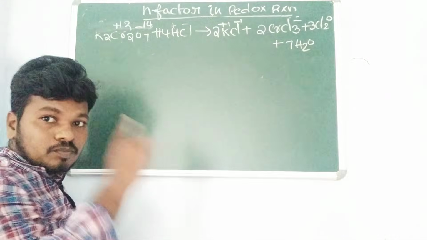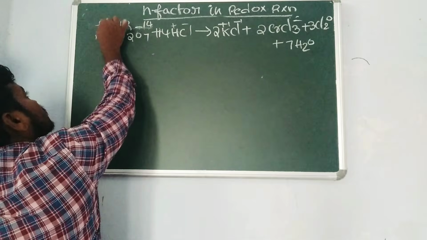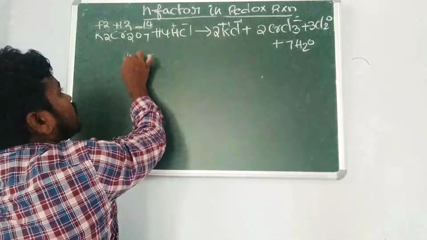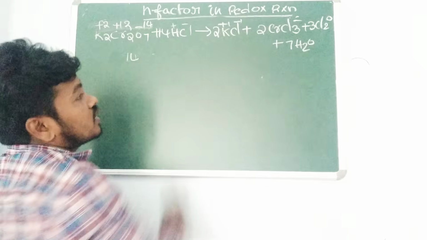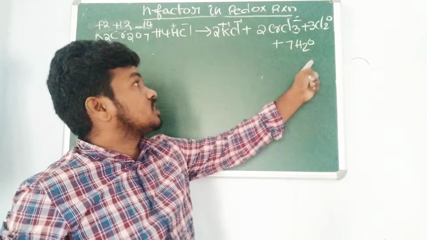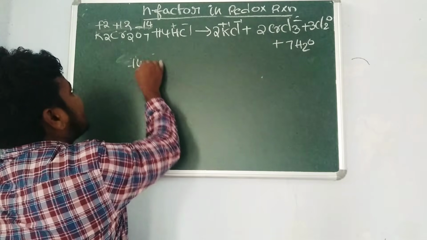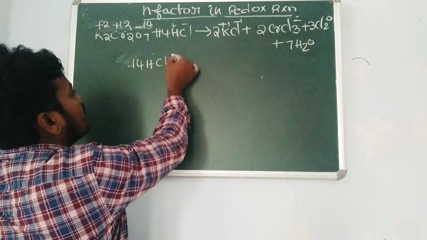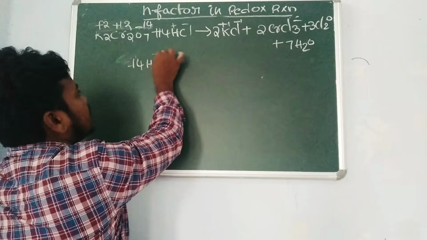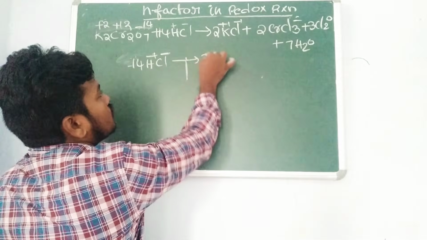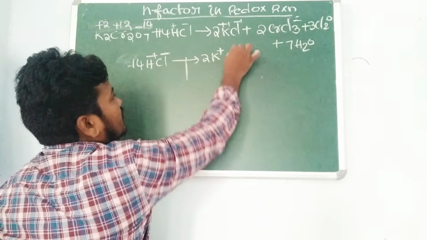One chromium oxidation state is plus 6. Here 2 potassium is plus 2. Here H plus Cl minus. So better write HCl only, since we are looking at the different oxidation states of chlorine. So we can write 14 HCl as H plus Cl minus, and this changes to 2K plus Cl minus.